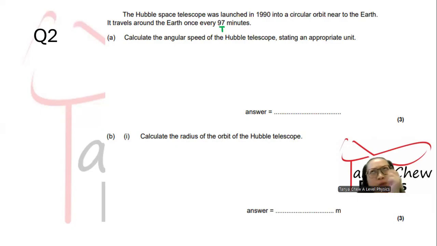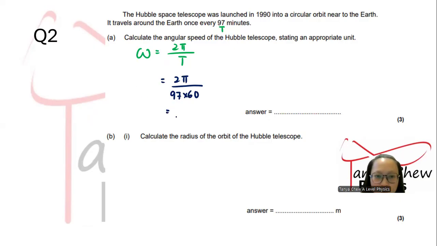So angular speed can be related to period. Omega is equal to 2 pi over T. It seems like we have a lack of information, but we have everything that we need. T must be in seconds, so that is why I'm changing 97 minutes. 1 minute is equal to 60 seconds. So when you do it, you're supposed to get 1.08 times 10 to the power negative 3. What is the unit of omega again? It is radian per second. So 1.08 times 10 to the power negative 3 radian per second.